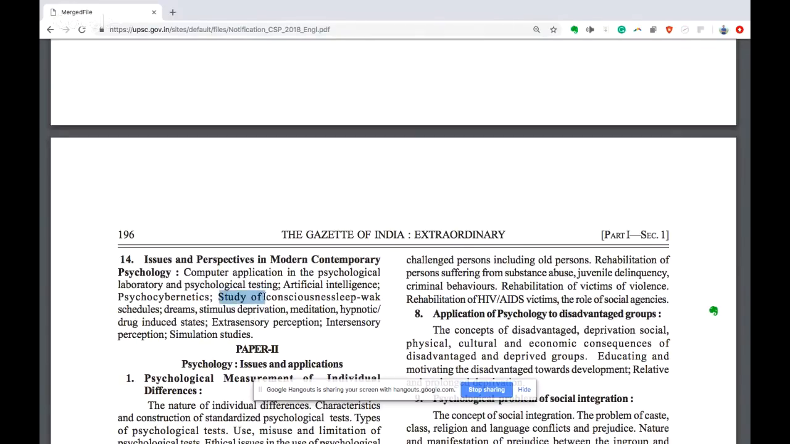For example, sleep cycles, stimulus deprivation. You see, stimulus deprivation is more related to perception, but this is a modern part of psychology. So meditation, hypnosis, and extrasensory perception. I don't know why they have created a new chapter out of this. So much of it I will be covering in perception. And some things like psycho-cybernetics I'll cover in motivation.